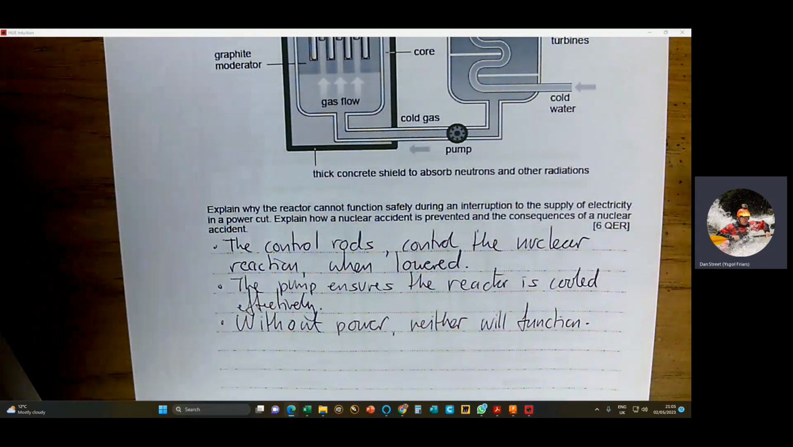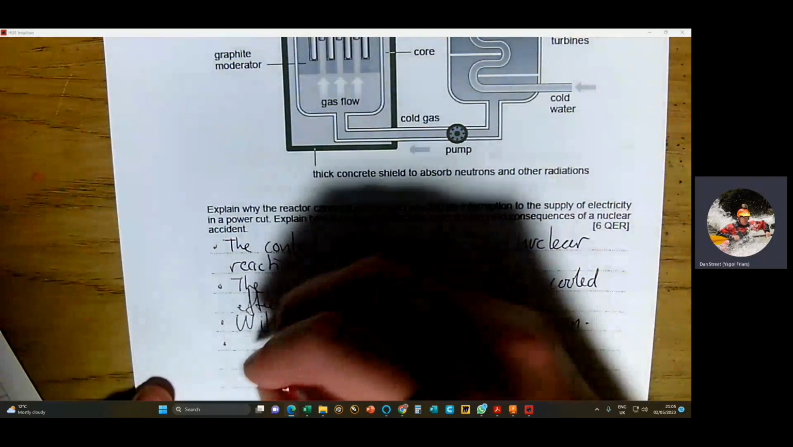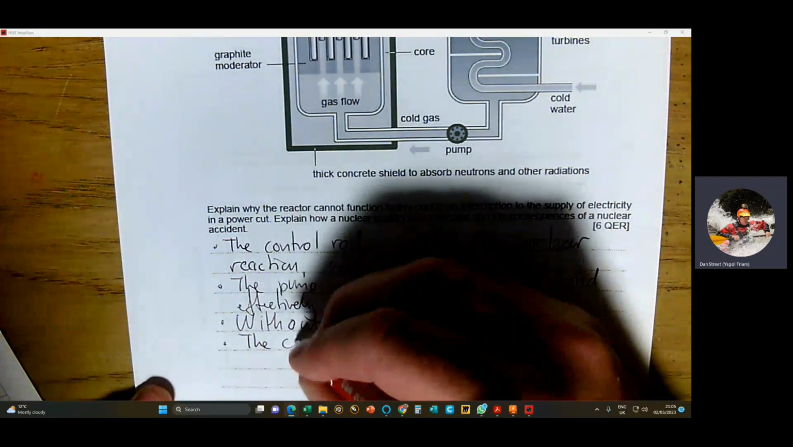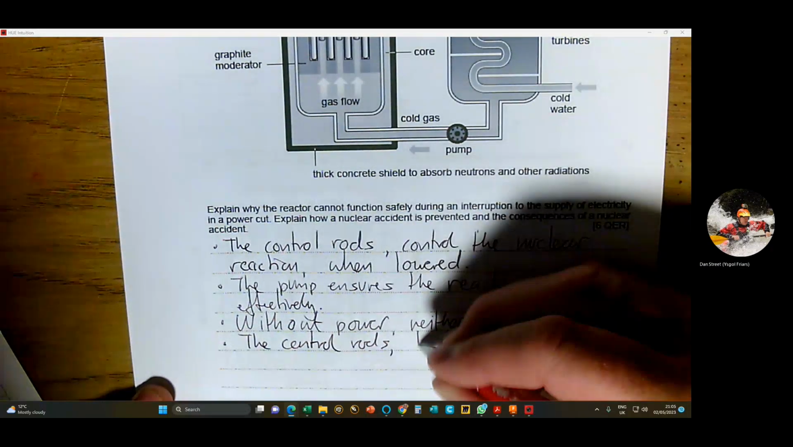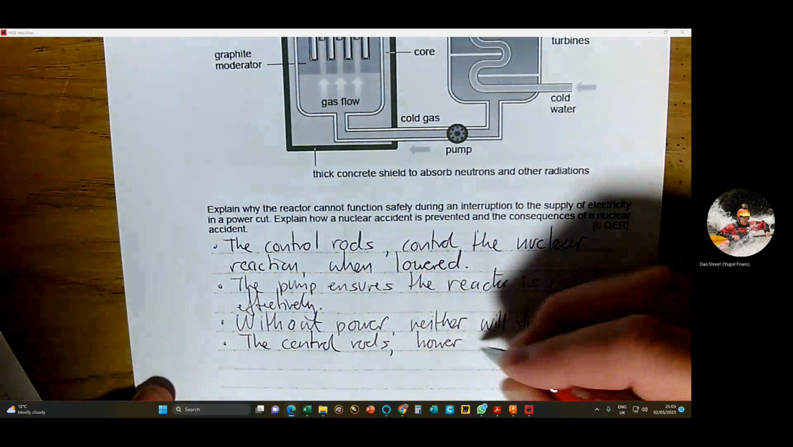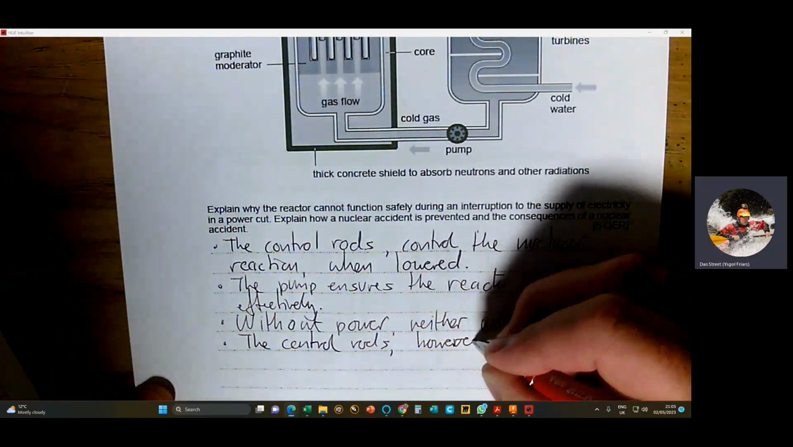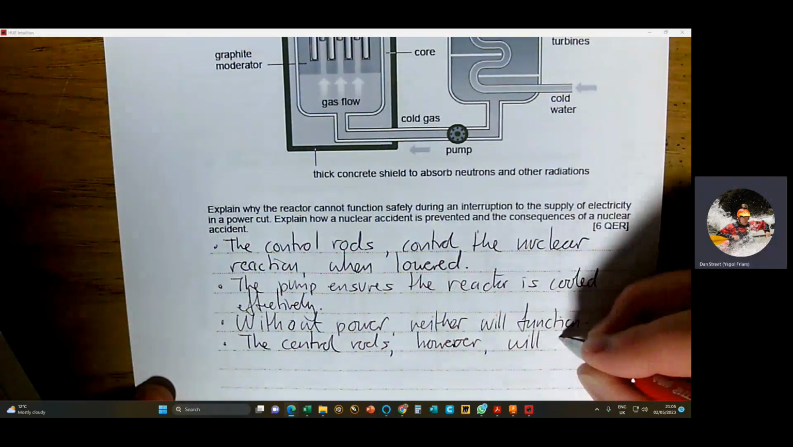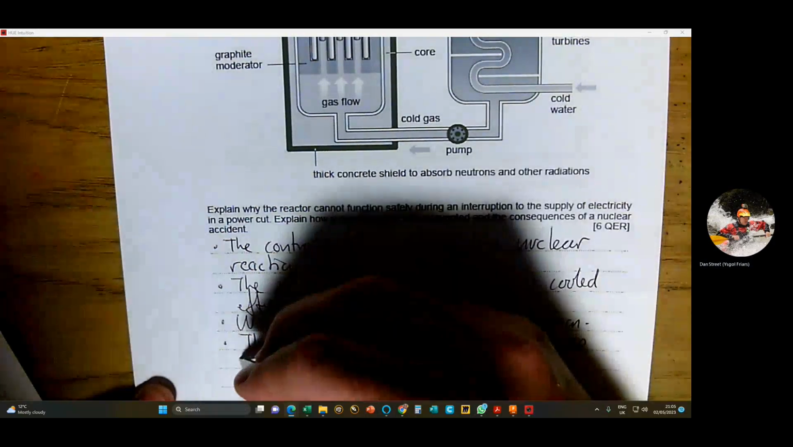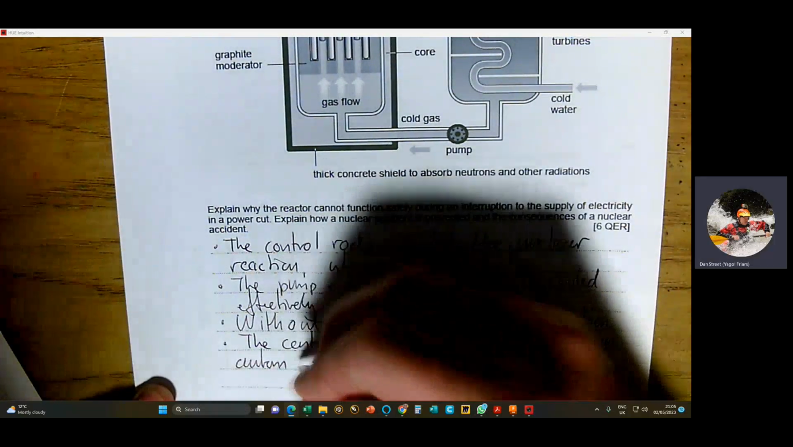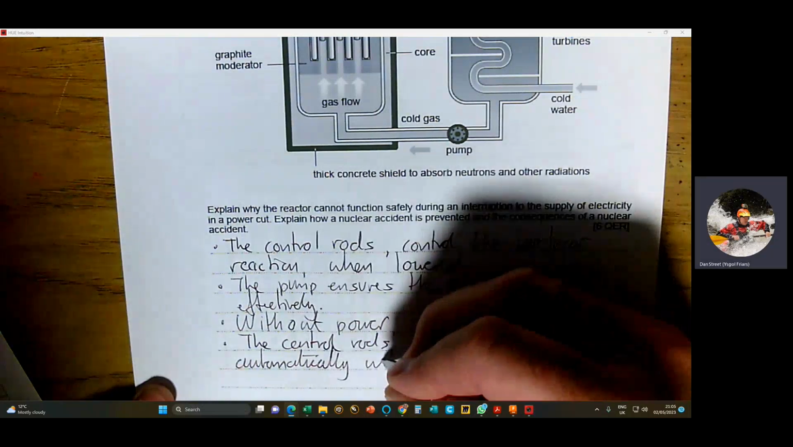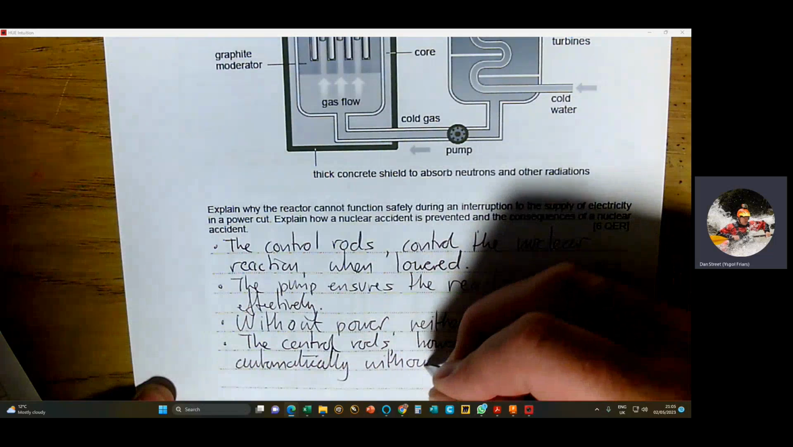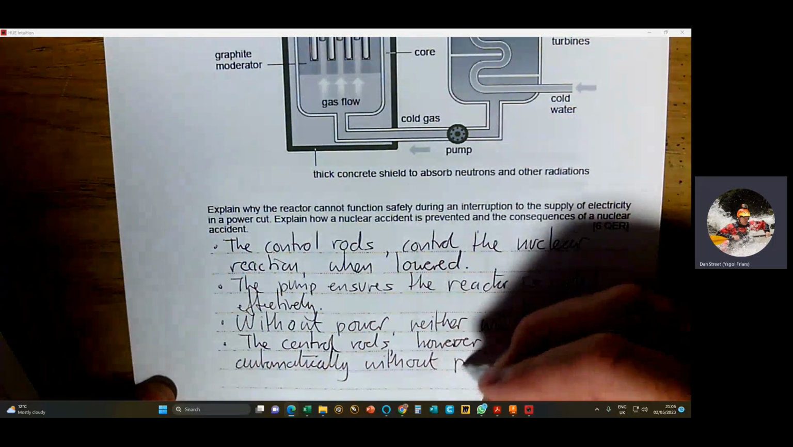Okay, so we need to state that the control rods, however, will drop automatically without power, and that hopefully will shut down the reactor.